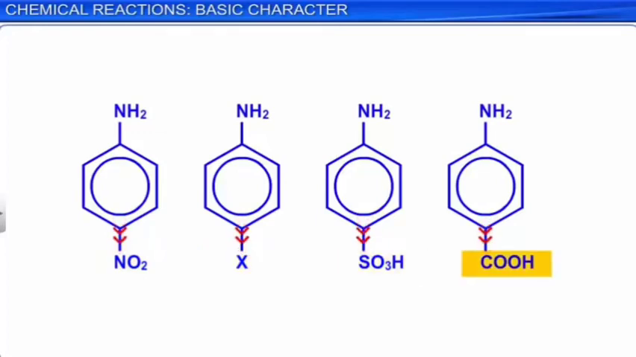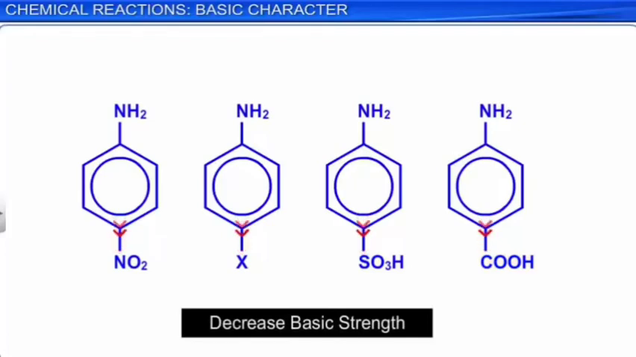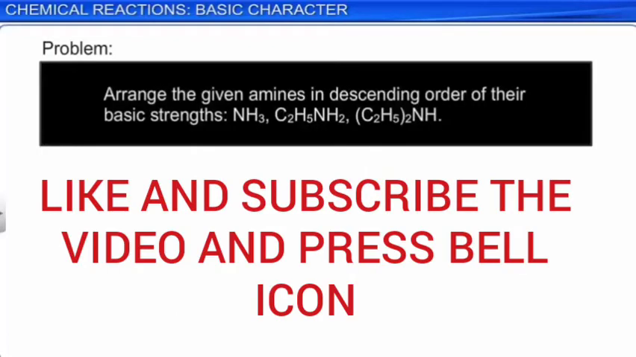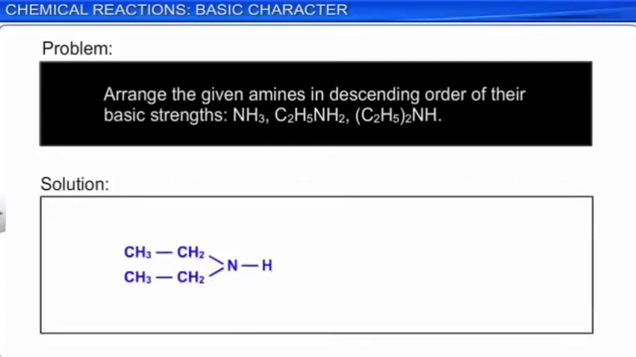Here's a problem for you to try. Arrange the given amines in descending order of their basic strengths. Try to work out the answer yourself before checking the solution. The descending order of basic strengths of the amines and ammonia is dimethylamine is greater than ethylamine is greater than ammonia. This is explained on the basis of the +I effect of the alkyl groups. The more alkyl groups, the greater the +I effect.